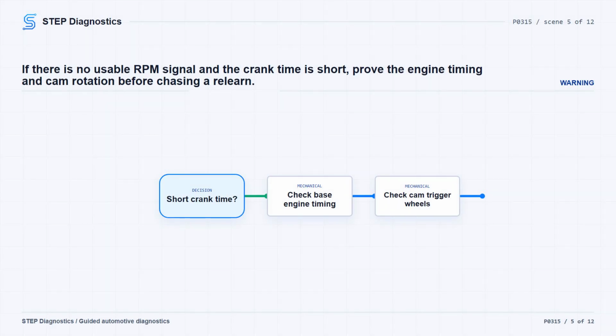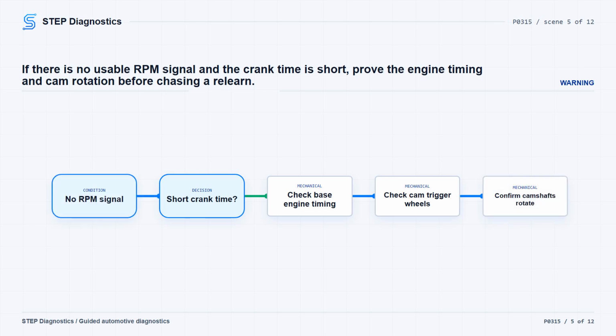If the engine cranks less than 3 seconds with no RPM signal, do not chase the profile relearn yet. Verify the mechanical timing path. Make sure the camshaft sensor trigger wheels are not damaged, and confirm the camshafts are rotating while cranking. Repair what is found. Clear the PCM DTCs, and repeat the self-test. For the other no RPM situations, continue into the crankshaft position sensor and trigger wheel checks.